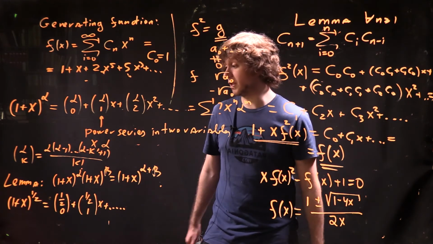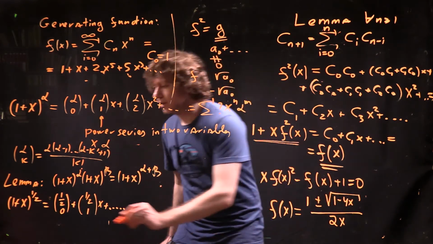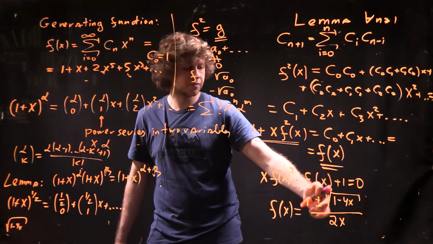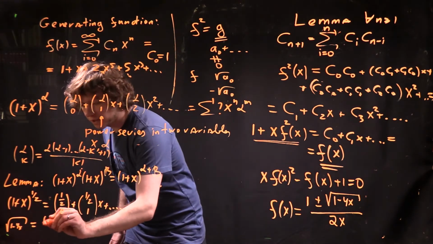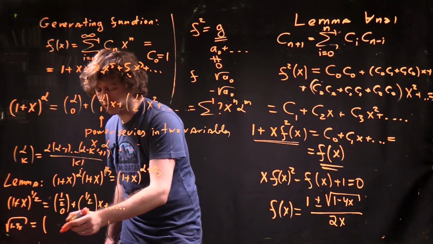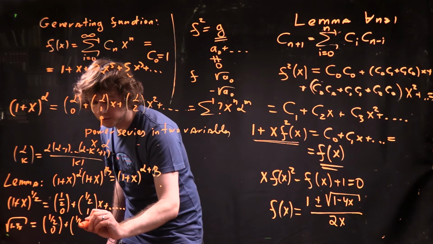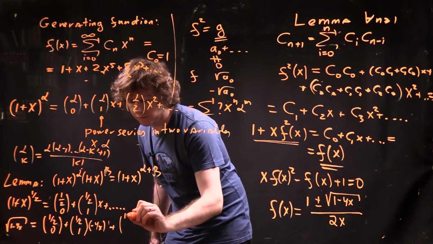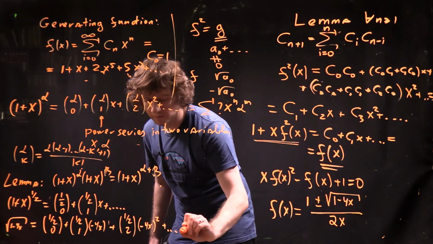And what it in particular means is that if you have the square root of 1 minus 4x, we know that there are two power series like that, and they will be different by sign. And the one which starts with 1 will be, let's see, I just take this power series and plug in minus 4x instead of x, so this will be (1/2 choose 0) + (1/2 choose 1)(−4x) + (1/2 choose 2)(−4x)^2 plus and so on.